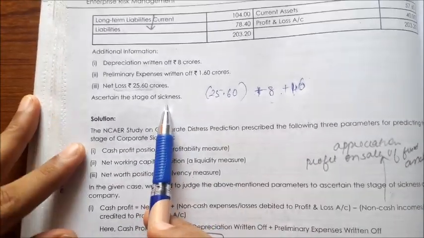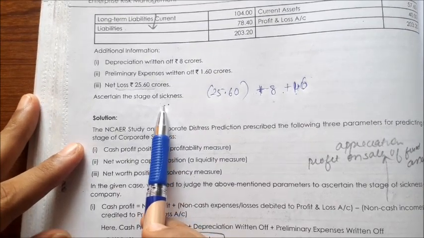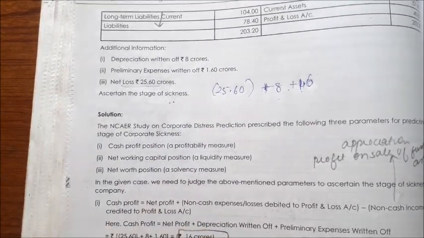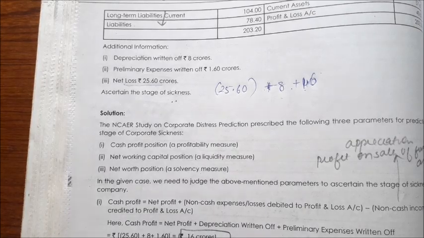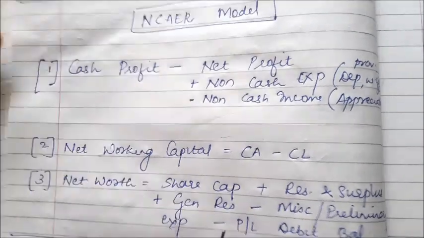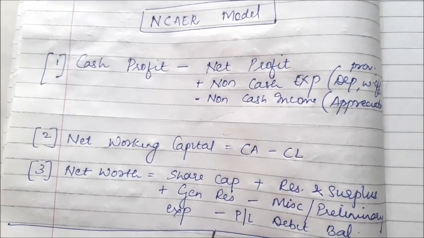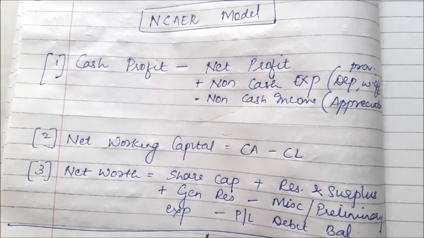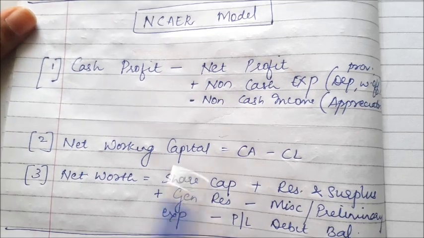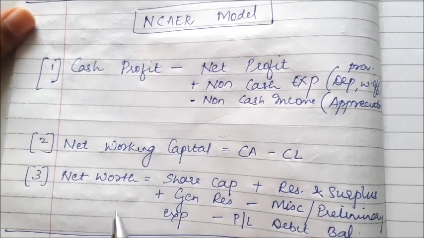Now the last question. Everything has been given, and the balance sheet has been provided. We do not have to find the Z-score value, we have to find the stage of sickness. For finding the stage of sickness, we have another model, that is the NCAER model. In this model we have to find three things: cash profit, net working capital, net worth.